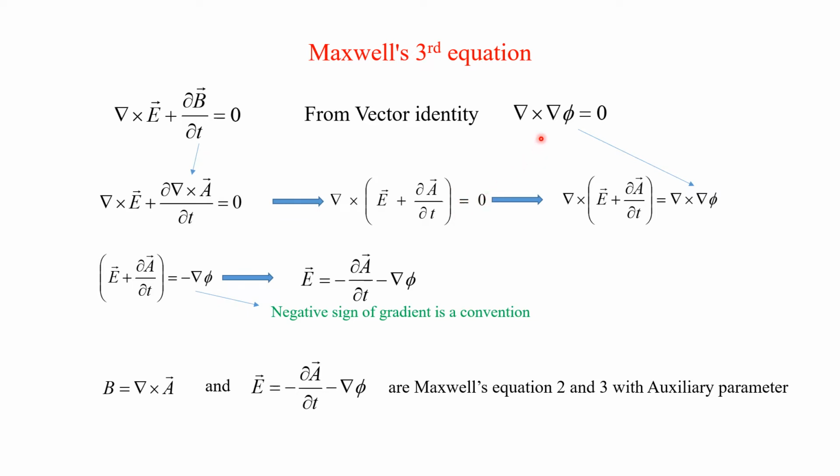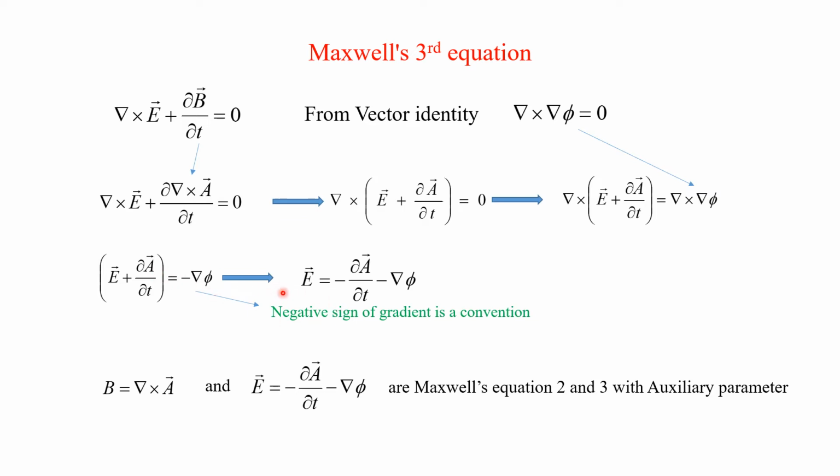We know from vector identity, curl of a gradient of a scalar is equal to 0. To this 0, I am applying this one, that is curl of a gradient of a scalar. So here I am introducing curl of a gradient of a scalar. So I am taking curl on both sides out, and it will become minus gradient pi. This negative sign of gradient is a convention. We know that for force, we used to write minus gradient of V, where V is the potential. And minus delta V is the force. So it is a convention to introduce negative sign in the case of gradient of a scalar.